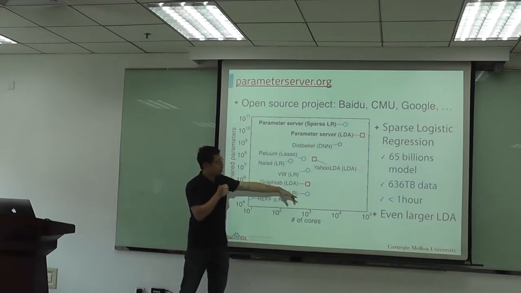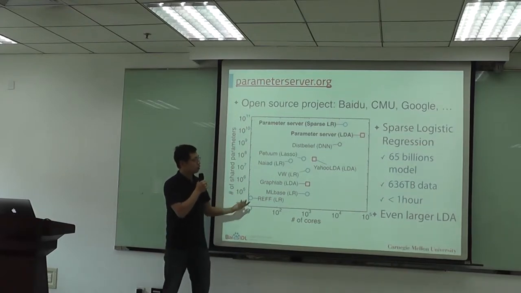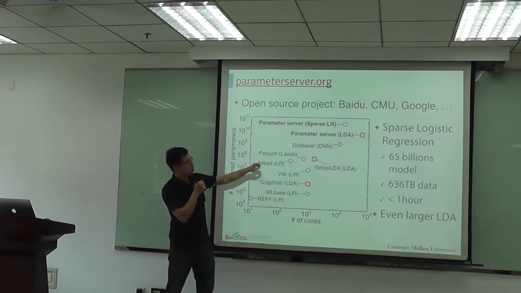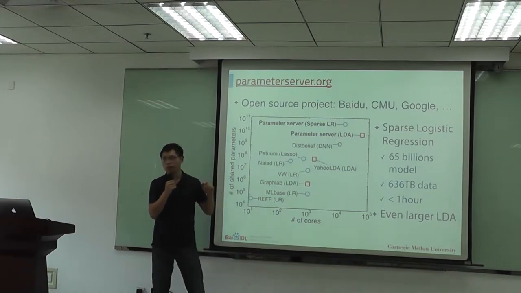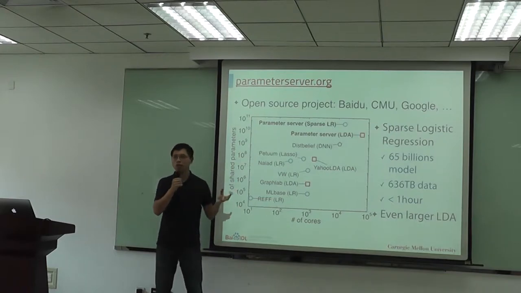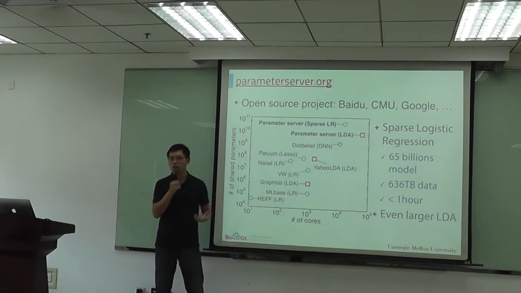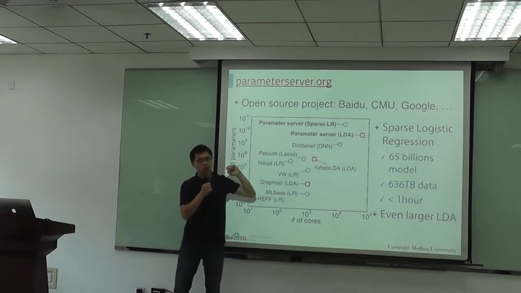The largest one I want to show today is that we run an L1-regularized logistic regression. We use about 60 billion examples, oh sorry, 6 billion features and about 600 terabytes of data using 100 machines. We can just start from scratch and finish within 1 hour. Also, we want to show how to run a large scale topic model.